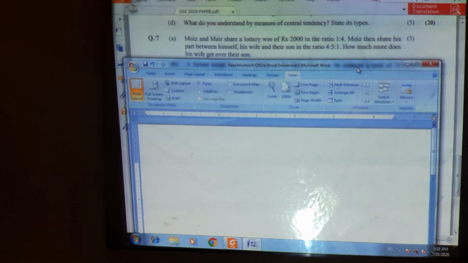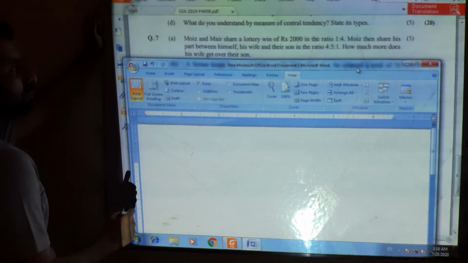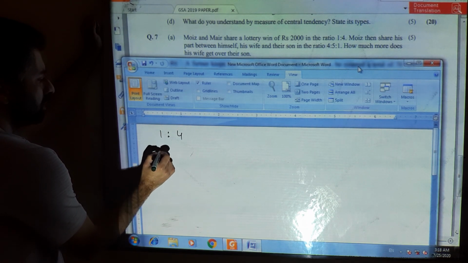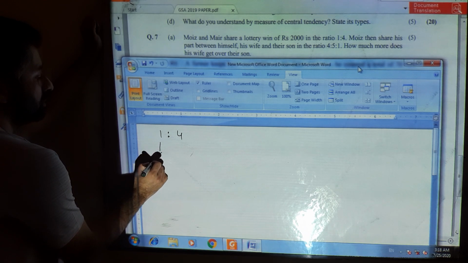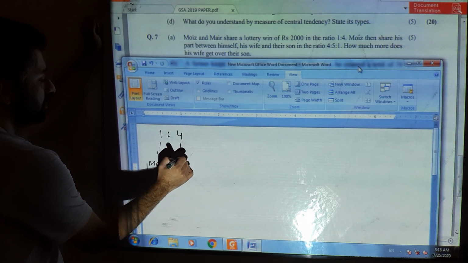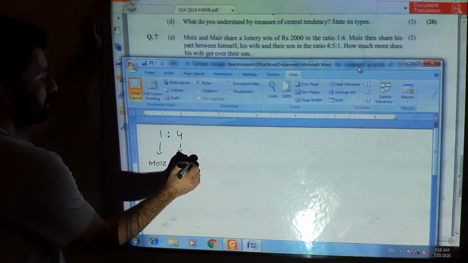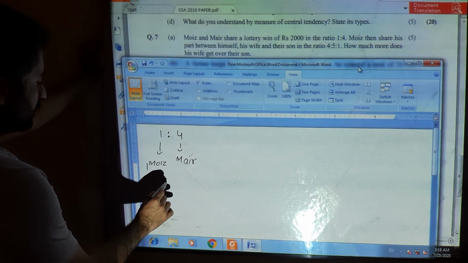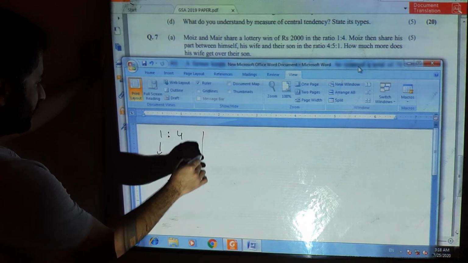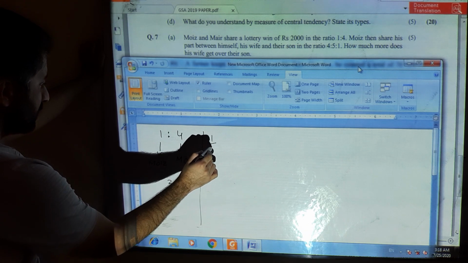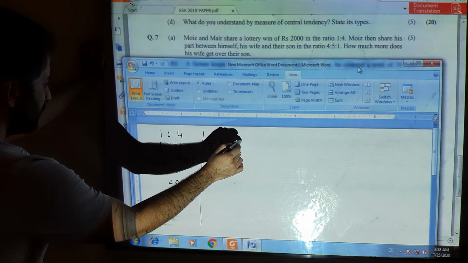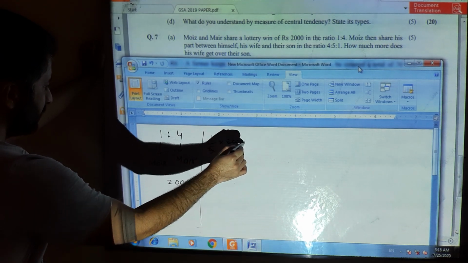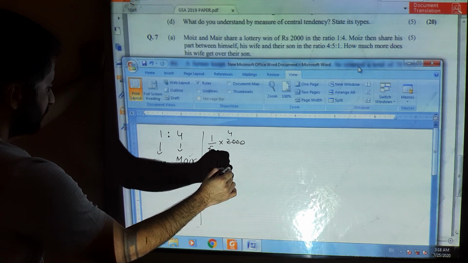Question number 7 is, Muiz and Mayor share a lottery win of rupees 2000 in the ratio 1:4. 1 is for Muiz, 4 is for Mayor. And the amount was 2000. Let's find out Muiz's share. Muiz's share is 1 part out of 5 parts of 2000, since 4 plus 1 is 5. 5 fours are 20, so Muiz got 400 rupees.